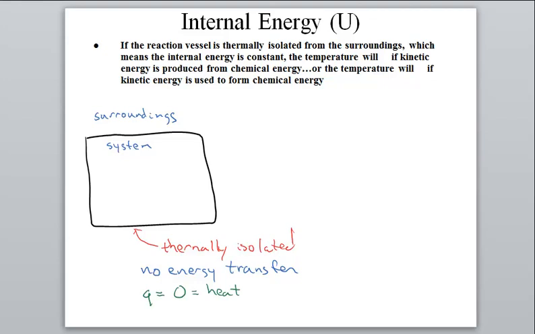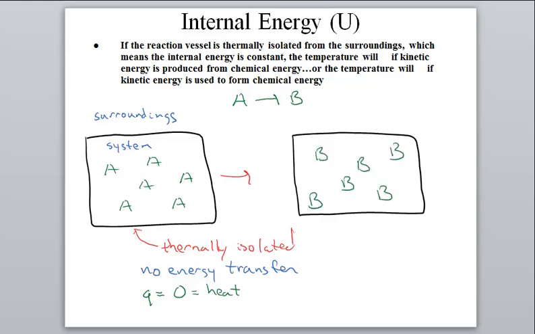Let's say our reactants were A molecules, so just A, and these A molecules formed B molecules. So there's a bunch of A molecules in our box, moving around, colliding, and what if we had a chemical reaction and we formed B molecules? So there's two different scenarios. Energy was either released or energy is taken in. So exothermic or endothermic.